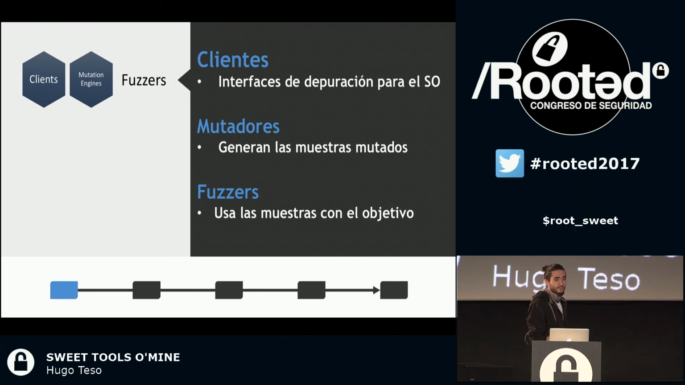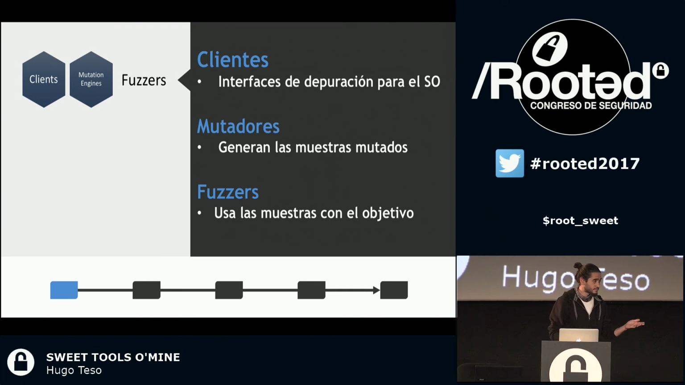Clients. These are the debugging interfaces for the operating system where you will be doing your fuzzing. GDB could be the most obvious example. Then you have the mutators, which take a sample and generate a large number of modifications to see if we can break the target. And then you have the fuzzer itself. It takes those mutated samples and uses them against the target program to see if it breaks it. The client detects it, and so on and so forth. Okay?